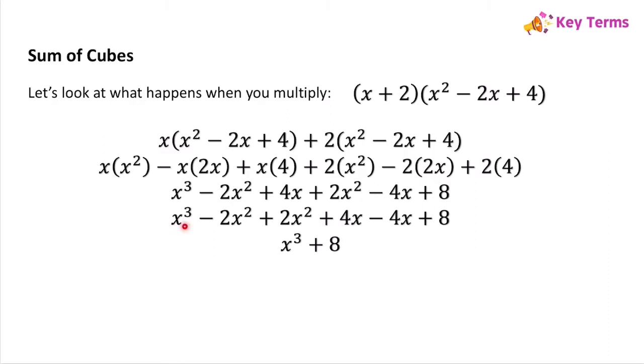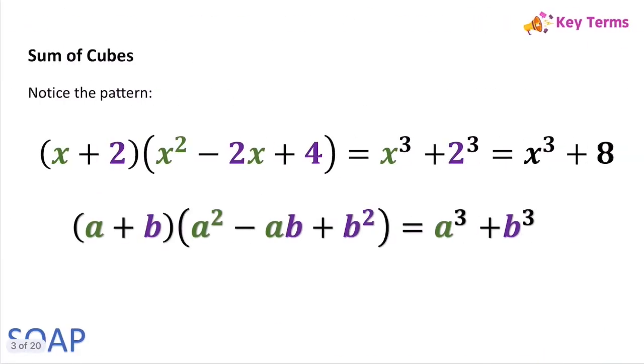And then what I've done here is I've rearranged my terms so that my like terms are together. So minus 2x squared and plus 2x squared will cancel each other out, and plus 4x and minus 4x will cancel each other out, leaving me with just the sum of cubes, x cubed plus 8. So that's how we get this factoring pattern.